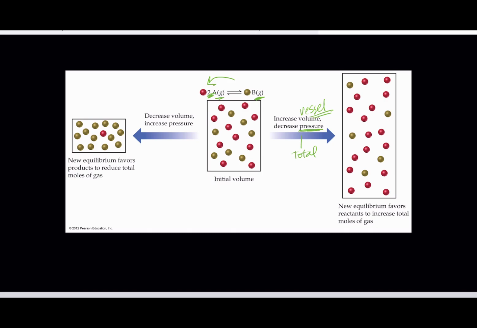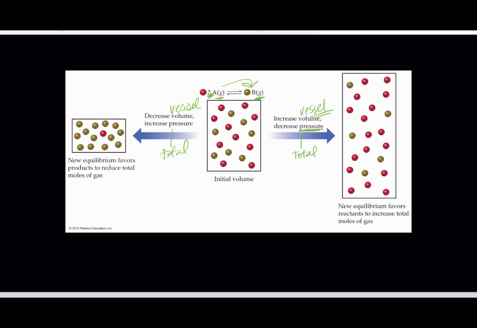On the flip side, if we decrease the volume of the vessel, it increases the total pressure. And if we increase the total pressure, then the system wants to decrease it, and it'll go to the side with fewer moles of gas, because that will be fewer collisions with the walls of the vessel and a decreased pressure, which sends us back to where it was before.